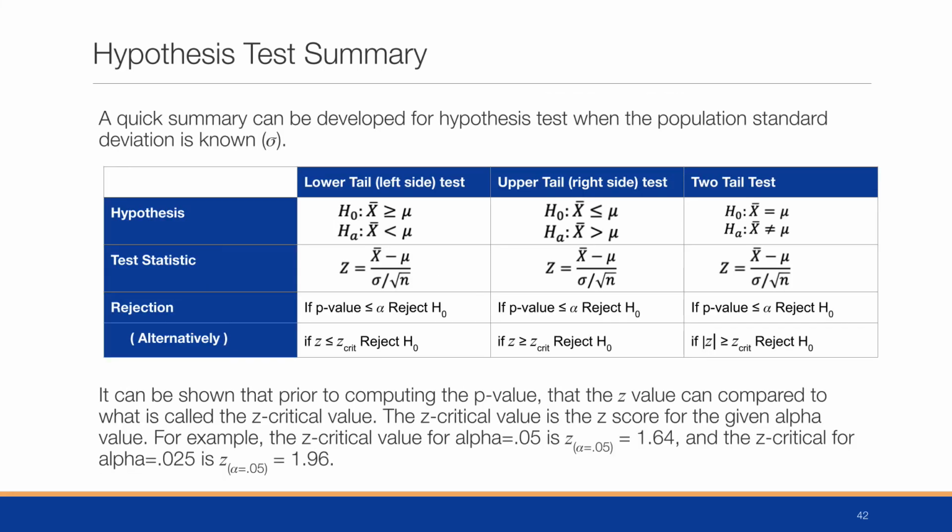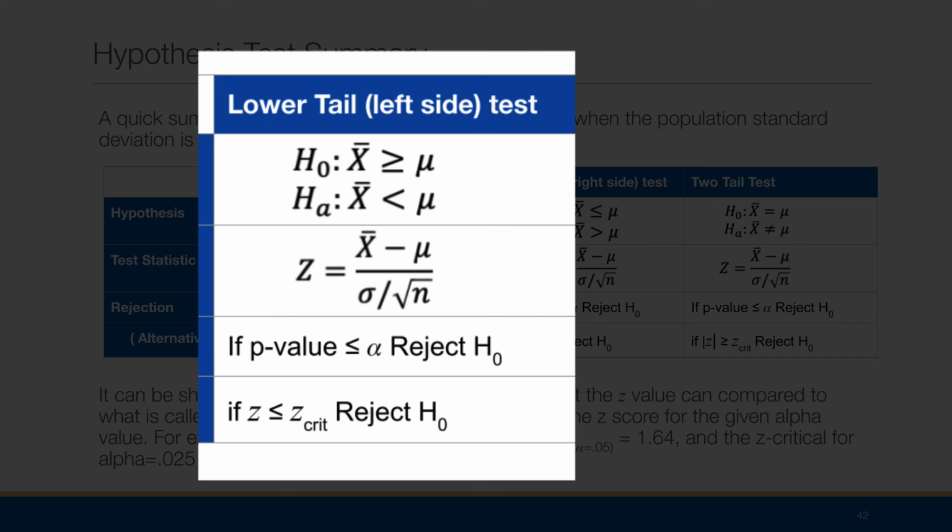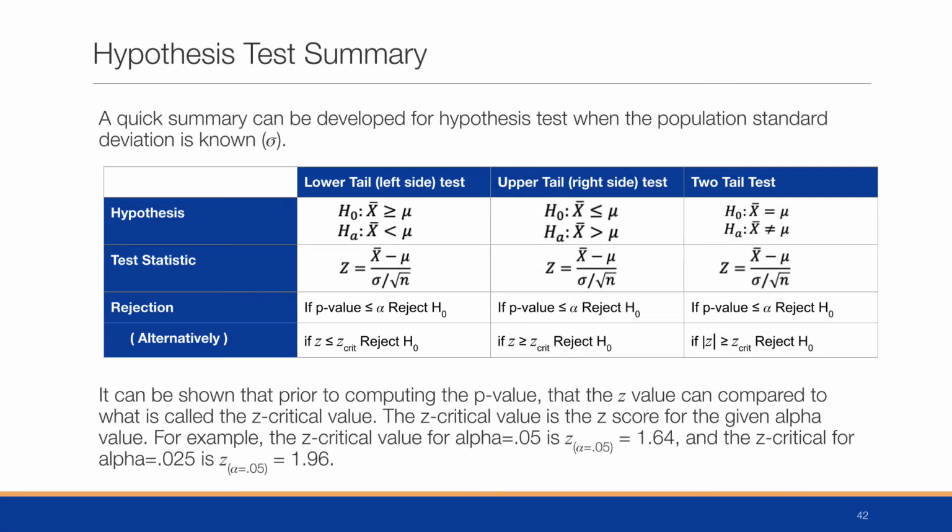So here's a quick summary that we can develop for the hypothesis test when the population standard deviation is known. Our null hypothesis for the left side is X bar greater than or equal to mu. Alternative is X bar is less than mu. We compute the Z statistic from X bar minus mu over sigma divided by the square root of n. And our rejection is if the p-value is less than alpha, reject H0. Alternatively, we could look at the z-scores using what's called a z-critical value. The z-critical value is going to be based on the value that we're looking at, either 1.96 or negative 1.96. So if the z-value on the left side test was less than that z-critical, which would have been negative 1.96, then we would reject H0 in that case.